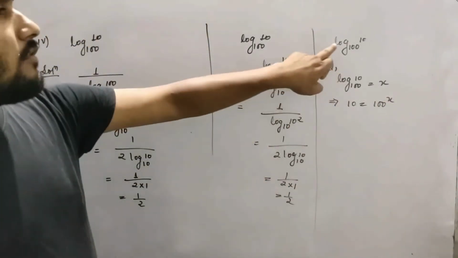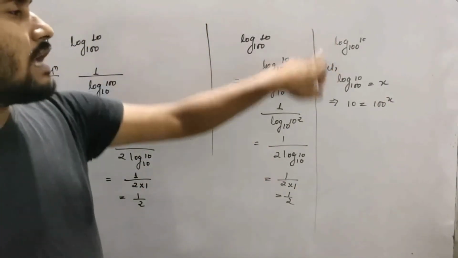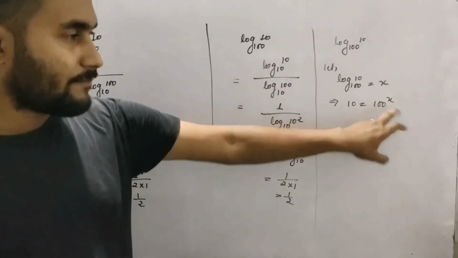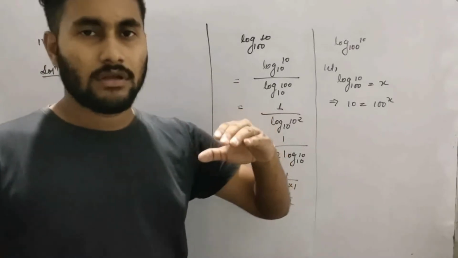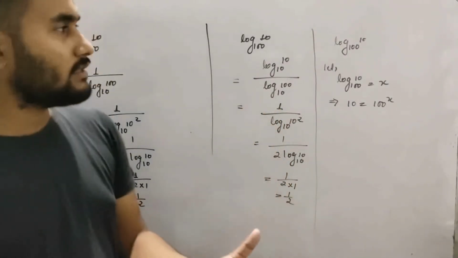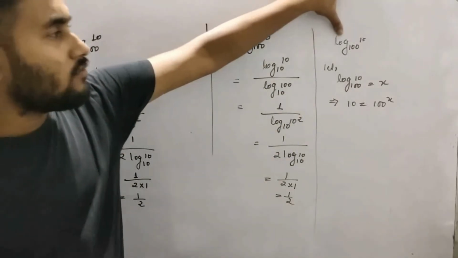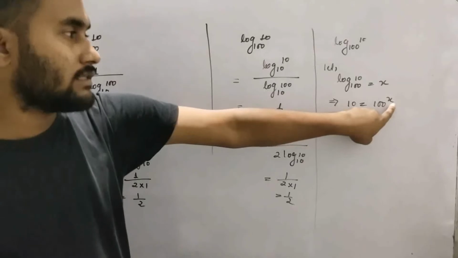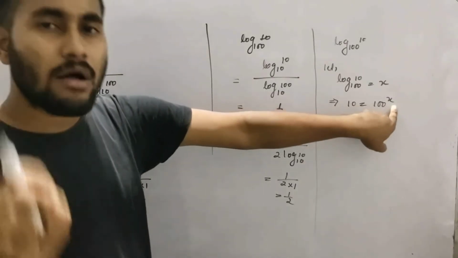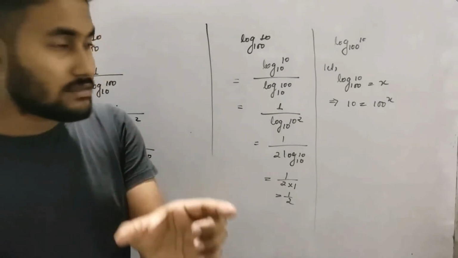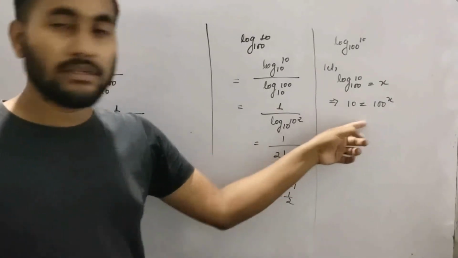Now I need the value of this, that means I need the value of x. X is in the power. So if I need to find the power, I have to match the base. Very simple. You see, I need the value of this, this is equal to x. So I need x, which means I need the power. If I need the power, I have to match the base. So I will match the base on both sides.